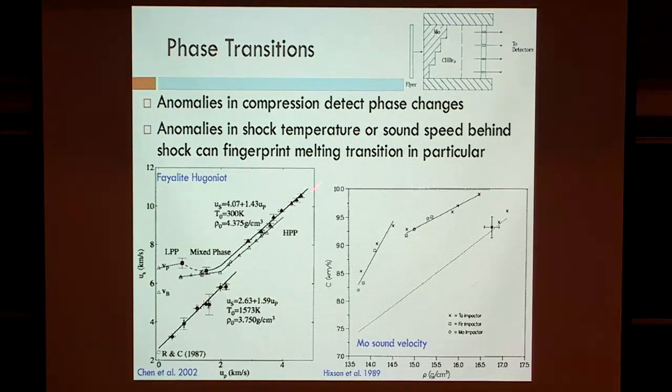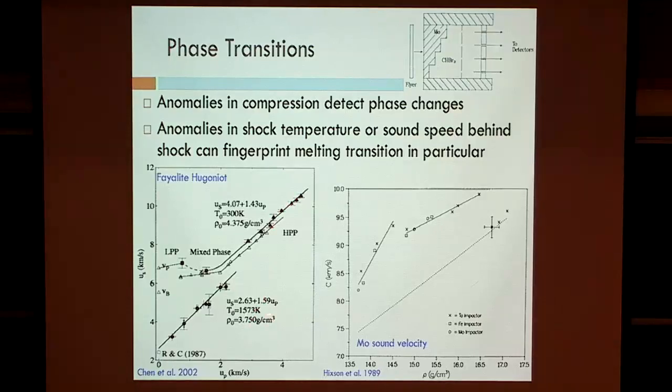For example, this is fayalite, Fe2SiO4. If you shock it from room temperature, you see initially increasing shock velocity with particle velocity. Then you see a decrease, and then it increases again. So this is fayalite, and then this is wüstite plus stishovite up here. And eventually, this step here is real. This is from wüstite plus stishovite to melt, I'm convinced.